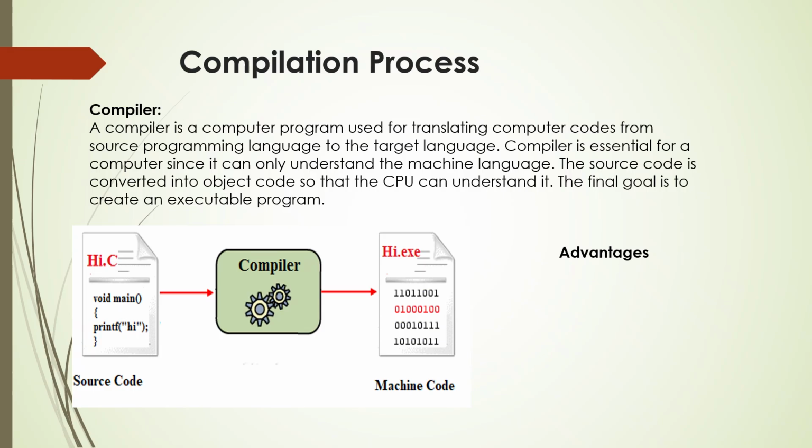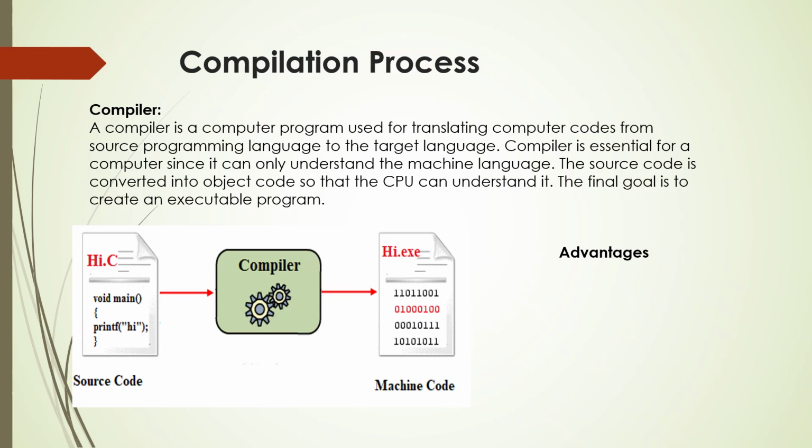If the compiler finds any error, it displays error messages. The programmer then corrects those errors and compiles the program again. Only when the source code is completely free from syntax errors does the compiler generate object code. This object code is then used to create an executable file that can finally be run.